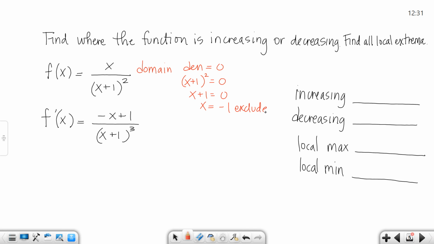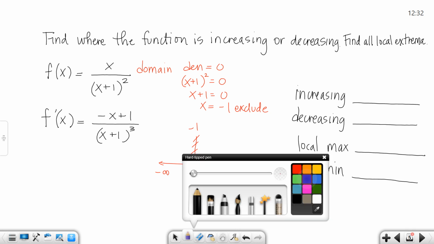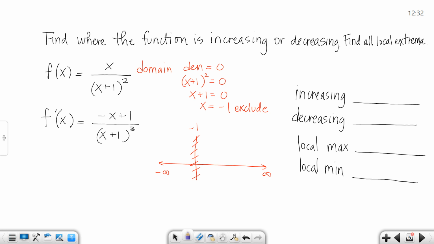It tells you to put this on the number line. So my number line goes from -infinity to infinity, and at -1 it has an exclusion. So that's what it looks like. So that is step 1, find the domain. Step 2 says find the derivative. Done. They already did step 2 for us.